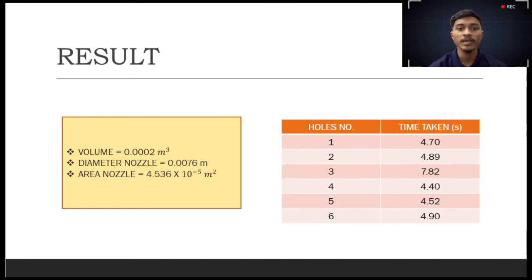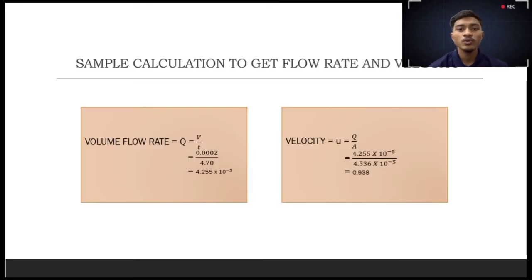For hole number 1, the time taken is 4.7 seconds. Number 2, 4.89. Hole number 3 is 7.82. Hole number 4 is 4.40 seconds. And number 5, 4.52. And last, hole number 6 is 4.9 seconds. We use nozzle number 1 for sample calculation to get flow rate and velocity.